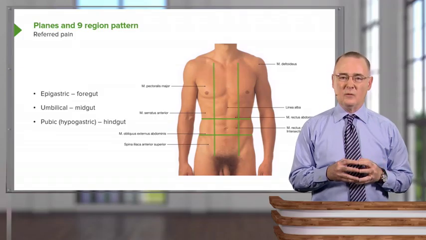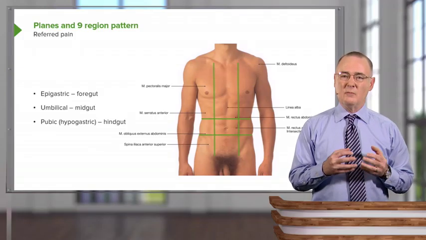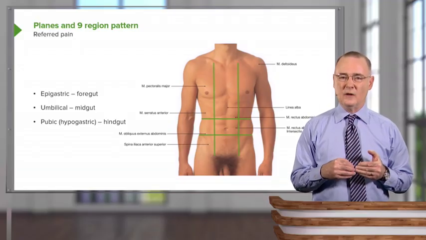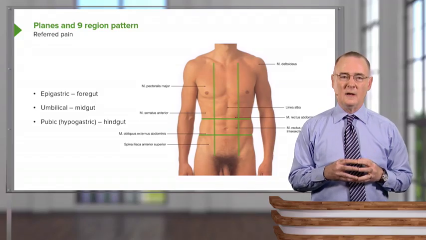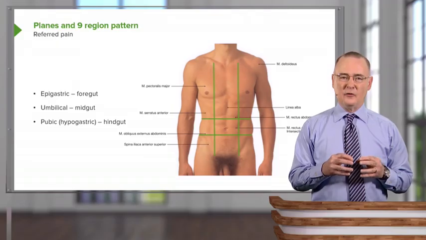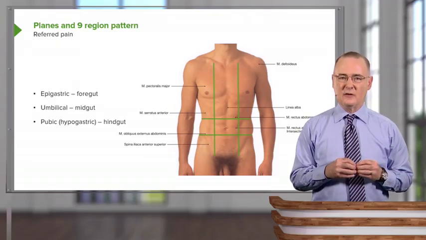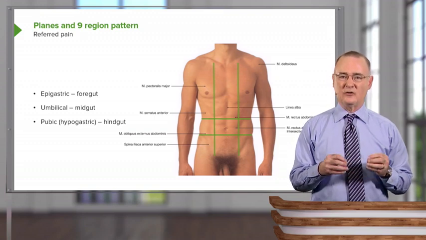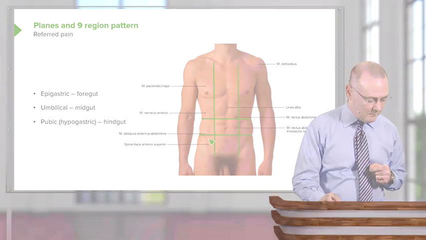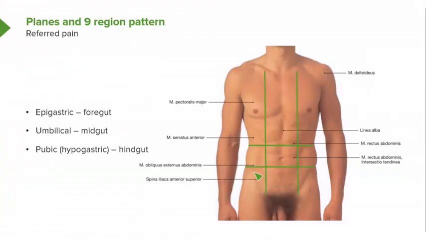And then the hindgut would give rise to the distal portion of your transverse colon, descending colon, sigmoid colon, rectum, and a portion of the anal canal. Pain from those gut-derived structures is referred to the various regions based on which part of the primitive gut tube it was derived from. So, for example, the appendix, which would reside in this particular region, the appendix is derived from the midgut, and so typically then referred pain will be referred to the umbilical region.